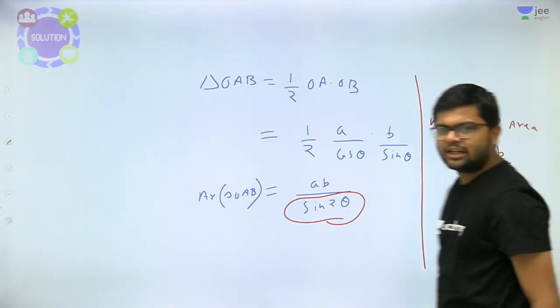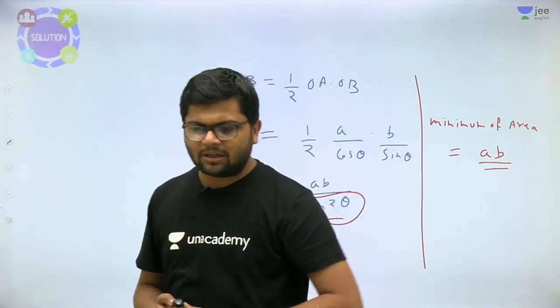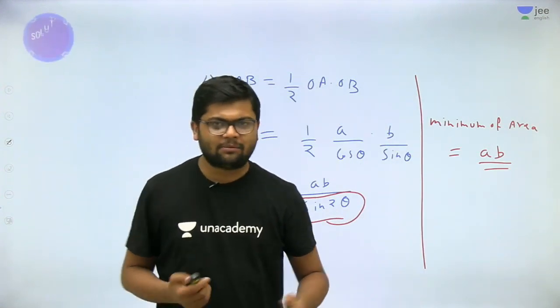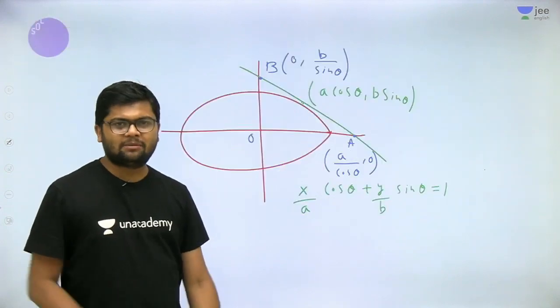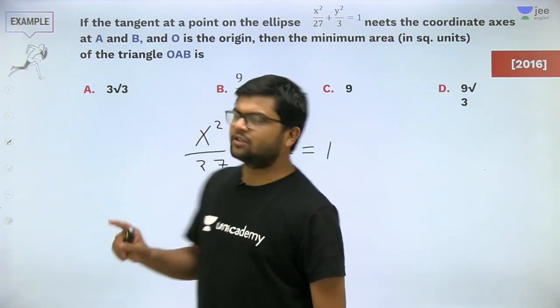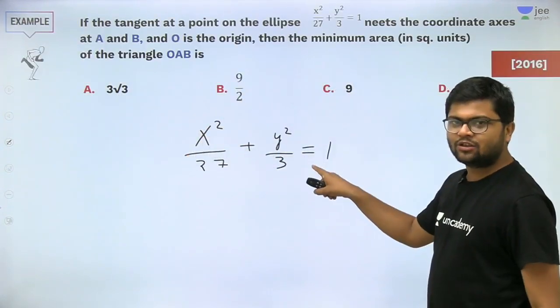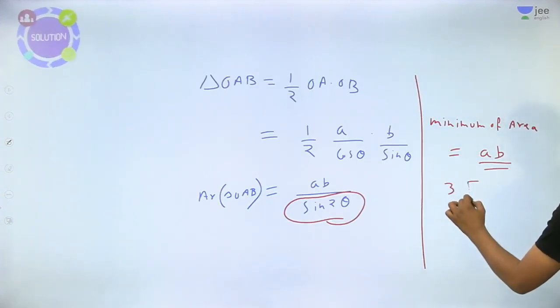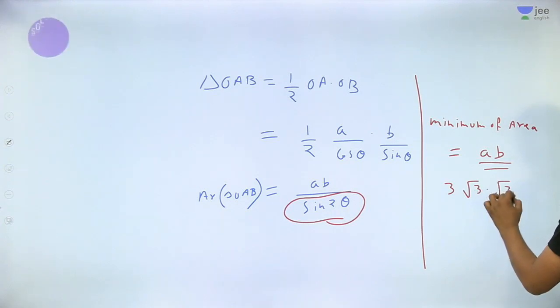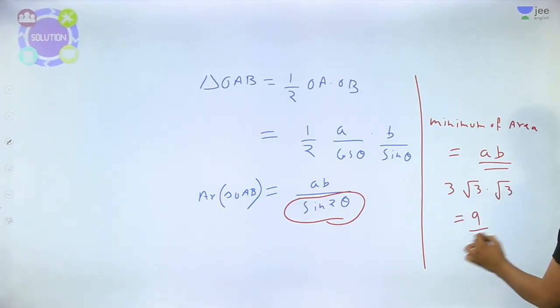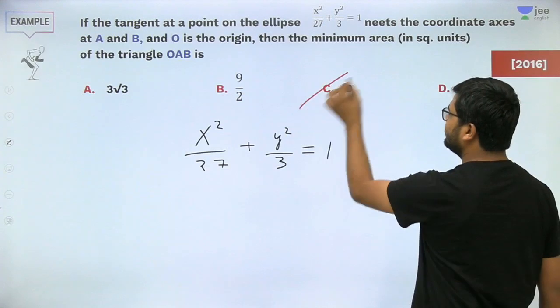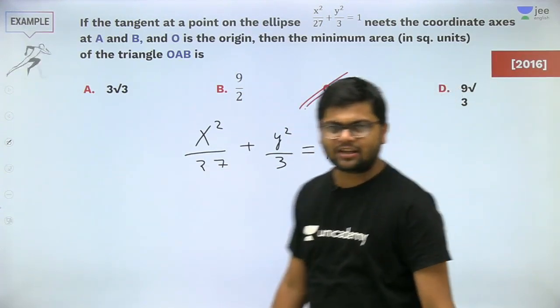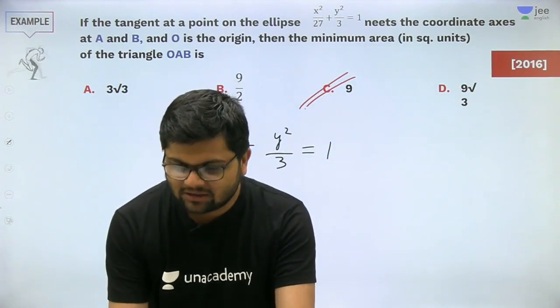Because when sine 2 theta is equal to 1, then the area will be minimum, which is equal to ab. So therefore the minimum area is ab, and a is 3 root 3 and b is root 3. So minimum area is 3 root 3 into root 3, that will come out to be 9. Therefore the minimum area will come out to be 9, that is C for Calcutta. Answer will be C for Calcutta.